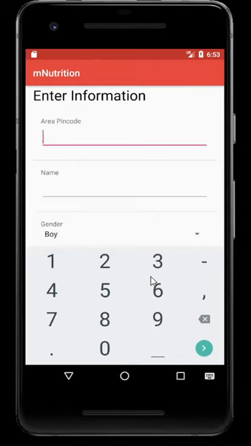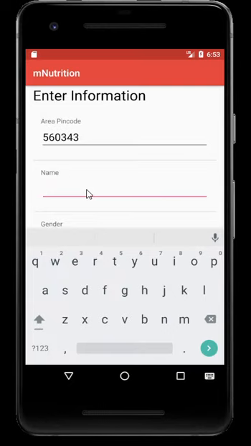Now we have some sample data that we're going to enter. So we're just going to start by entering the pin code of the area which the child comes from. So there goes that. Now the sample data that we have is of a boy named Arjun.